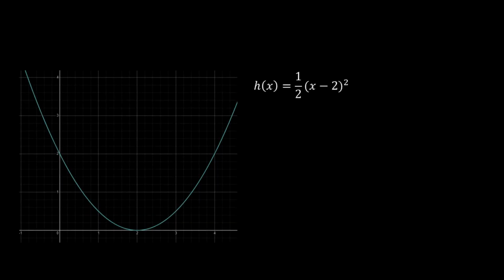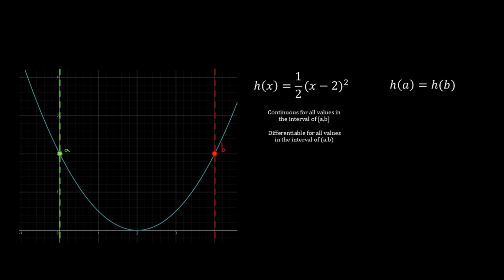Let's now consider a slightly different scenario with a new function, h of x. As with before, we'll take a look at the interval a, b, where the function is both continuous and differentiable. Now though, h of a is equal to h of b. So then, what happens if we were to apply MVT here?